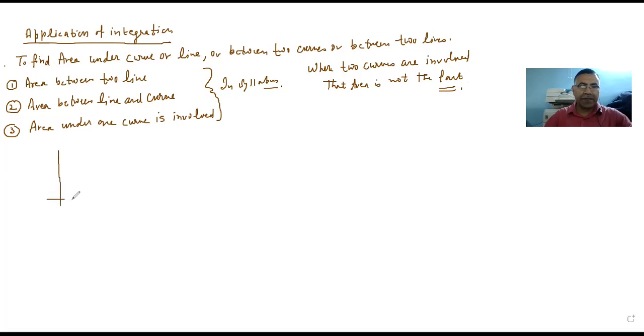Now, for example, this is the axis with us, and suppose this is the curve. I want to get the area under the curve AB. That means I want to find out this area, because this is the area under the curve, the shaded one. I want to find out this area.